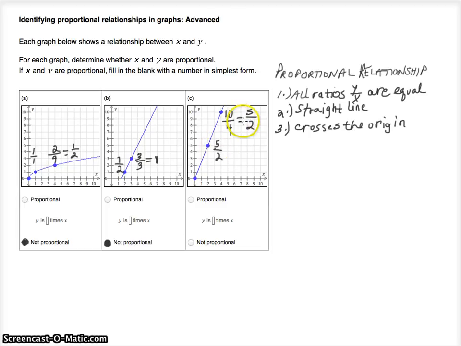So does 5 over 2 equal 5 over 2? Yes, it does. Does it cross through the origin? (0, 0). Yes. And is it a straight line? Absolutely. So it is proportional. When you check this box, your little blue box here is going to open up, turn blue, and you can put in 5 over 2. So remember, find your points, put the y over the x, and reduce it if you can to check and see if it's proportional. And then make sure that all three of these are true.